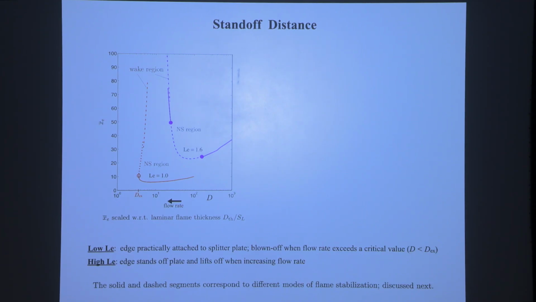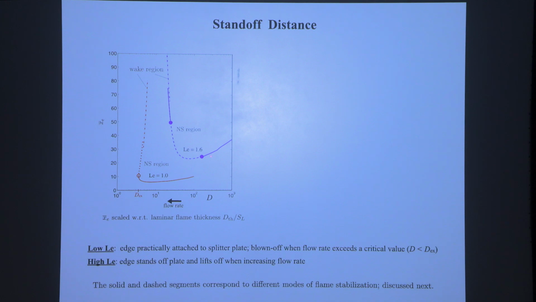And therefore, that would correspond to an extinction point, similar to the turning point of the S curve that I showed you before. Of course, here it's the position, so it's not the flame. Okay, so there is extinction that occurs for Lewis number 1.